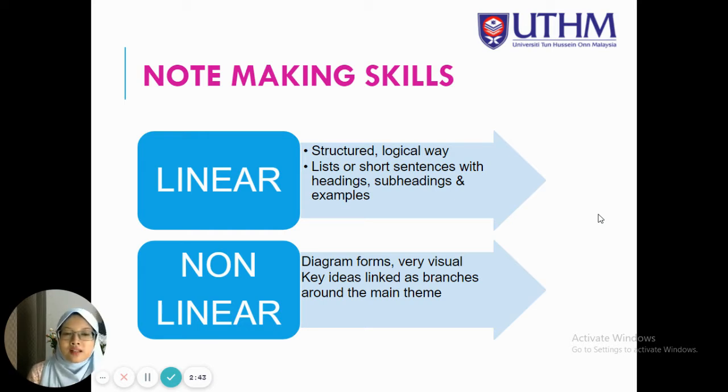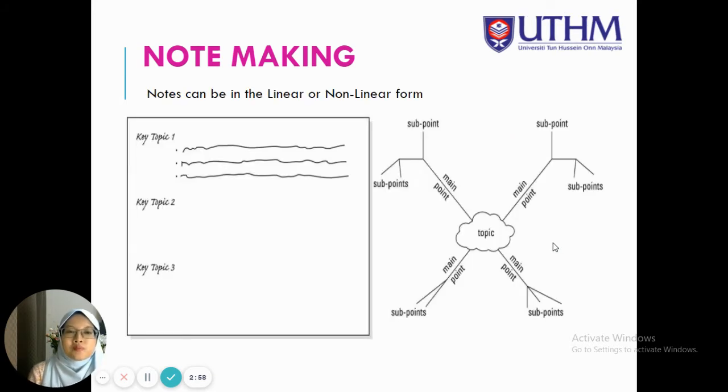For non-linear, normally it is in diagram form, very visual, where you can include graphics related to the point. Key ideas are linked as branches around the main theme. For note making, for example, you can see here on the left side the linear form, and on the right side the non-linear form.